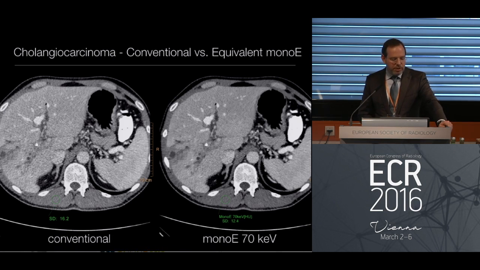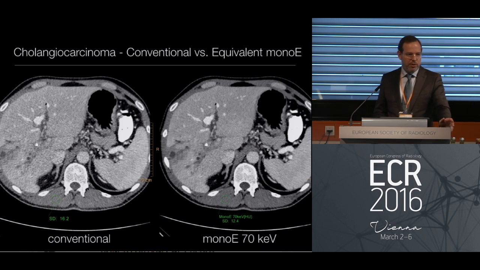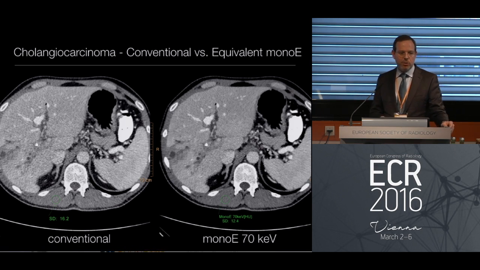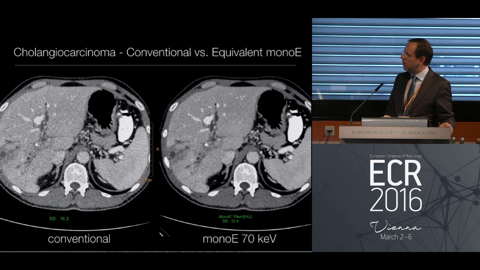Okay, here's another example. This is a patient with a cholangiocarcinoma, and I'm showing you the conventional image on the left and the monoenergetic 70 keV, which is often seen as an approximate equivalent of the image in terms of the gray values that we typically see with a polychromatic X-ray spectrum. So we see this infiltrative process right here in the liver. And in fact, I think it becomes better delineated if we use this monoenergetic image.